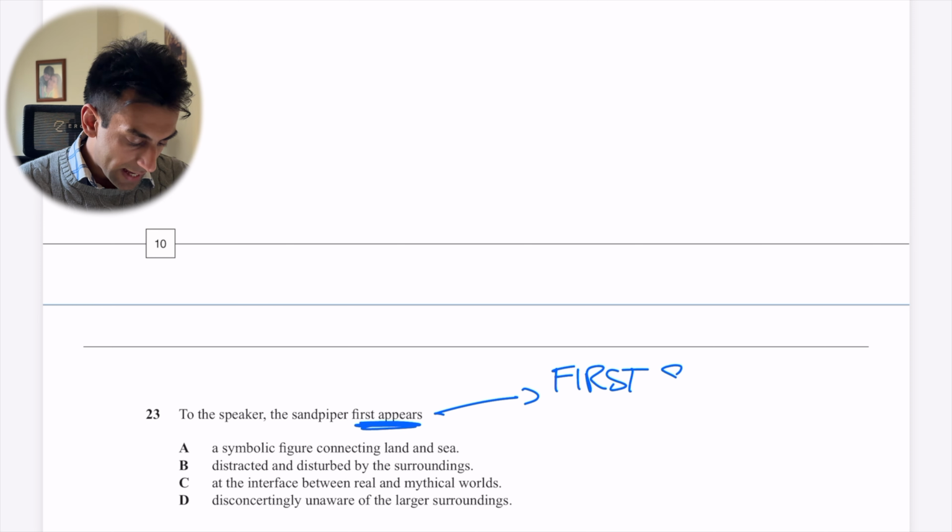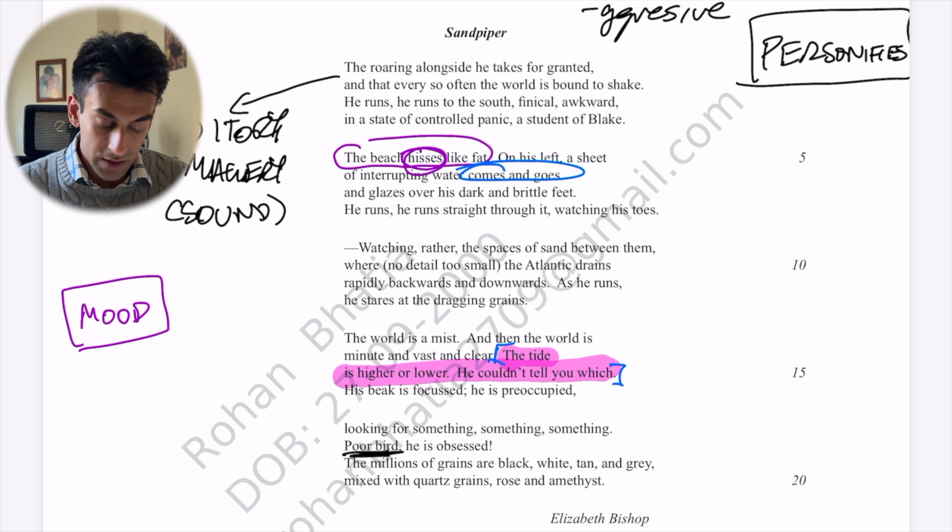So if we have a look at, I'm just going to rub out some of these annotations just so it's a bit clear for us. Hopefully you've got that down. There we go. Okay, so again, we're paying attention to how he appears, the sandpiper. So particularly, I would say that the focus is on these two lines here. He runs to the south, finical, awkward, controlled panic, a student of Blake. So those are the key pieces of information we're given.